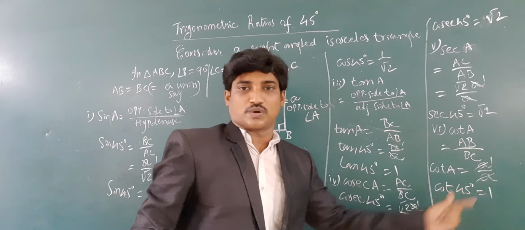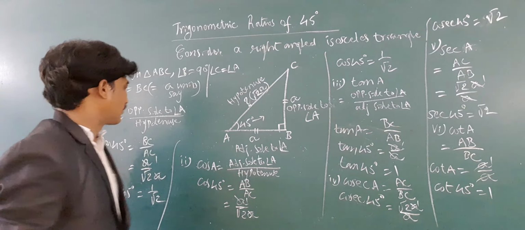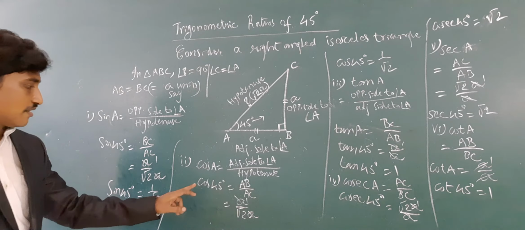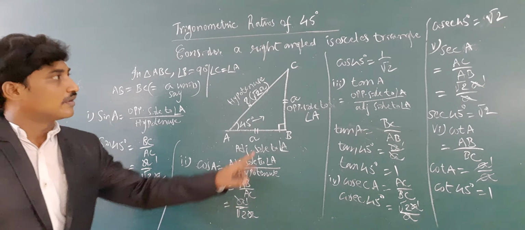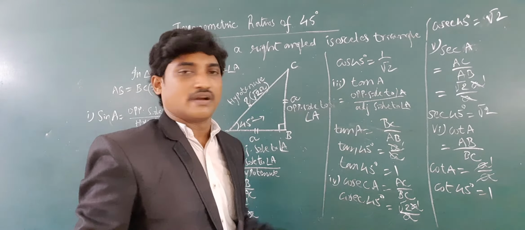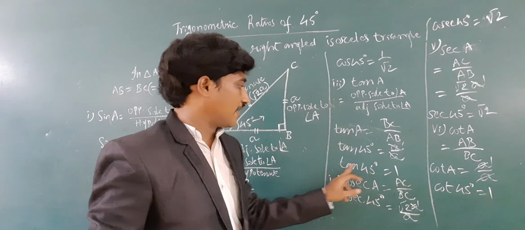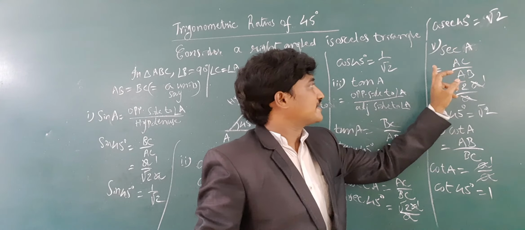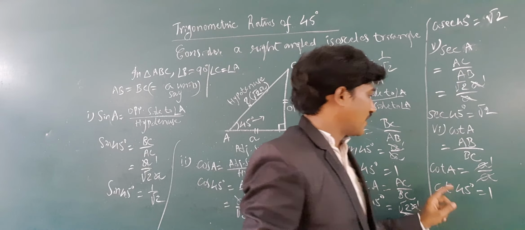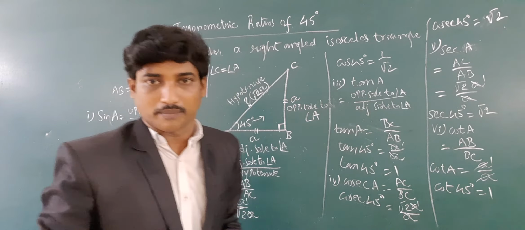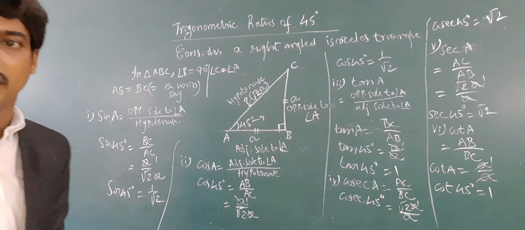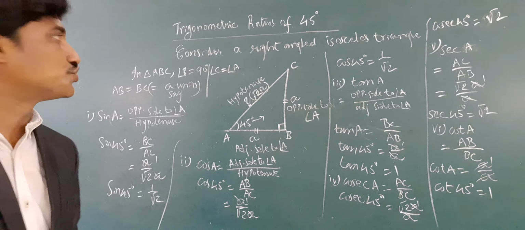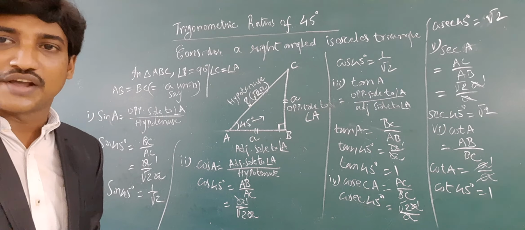Cot 45 is also 1. So finally we got sin 45 degrees 1 by root 2, cos 45 degrees 1 by root 2, tan 45 degrees 1, cosecant 45 degrees root 2, secant 45 degrees root 2, and cot 45 degrees 1. In this manner, we can find the trigonometric ratios of 45 degrees using a right angle isosceles triangle.